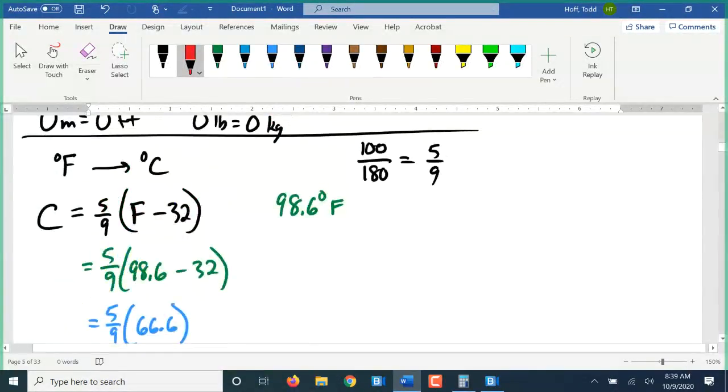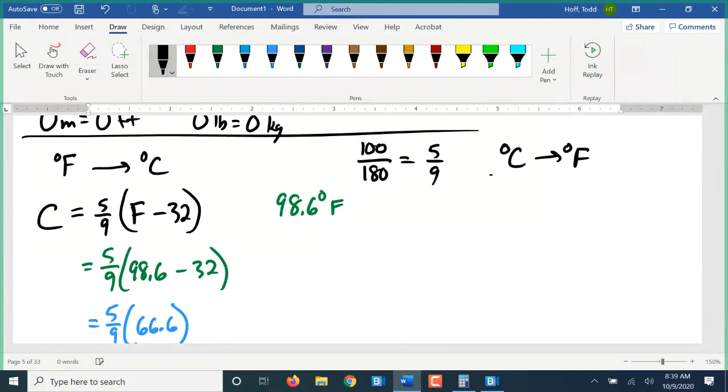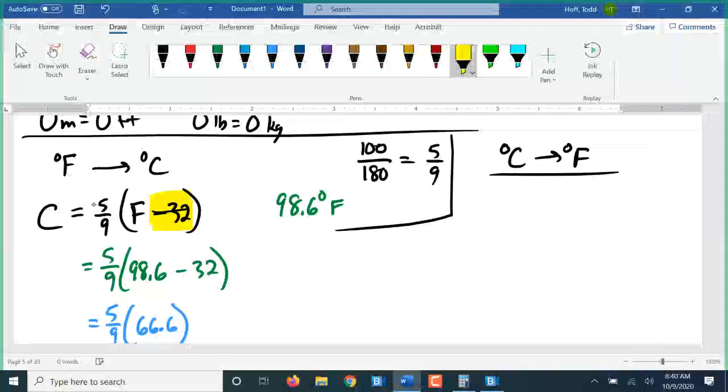If I want to go the other direction, if I want to take degrees Celsius and convert it into degrees Fahrenheit, I just reverse it. Here we subtracted 32 and then multiplied by 5/9. Over here, we're going to reverse that. We're going to divide by the 5/9 or multiply by 9/5. And then we're going to add the 32, in the backwards order.